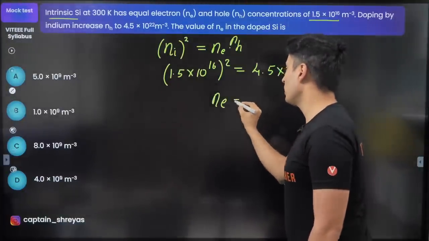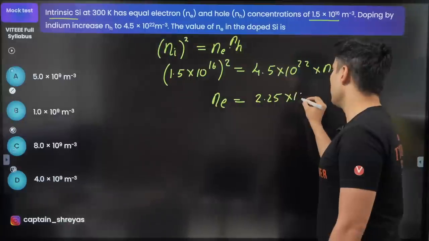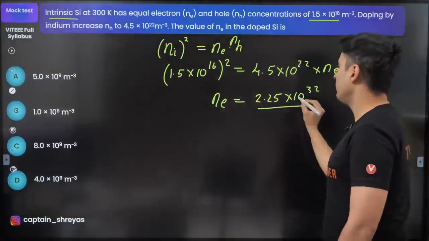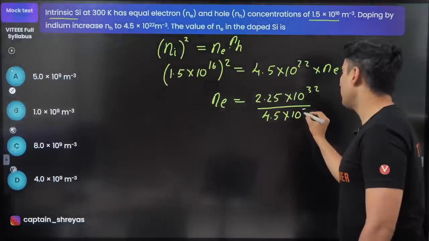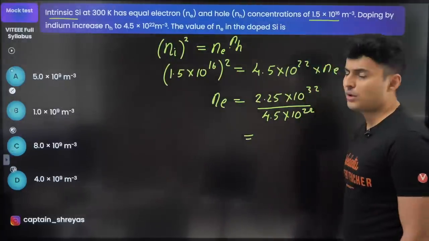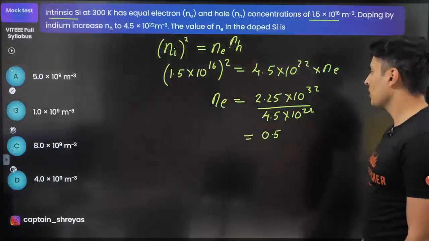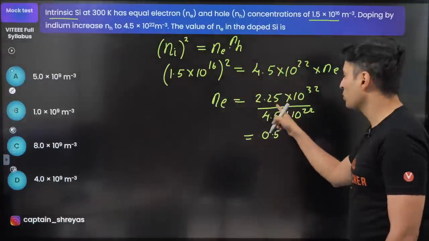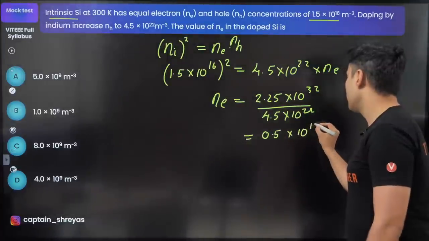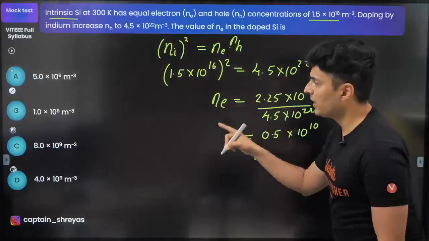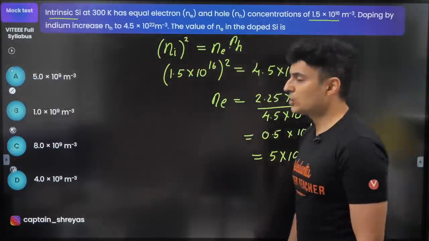So the electron concentration will be 1.5 squared, which is nothing but 2.25 into 10 to the power 32. Bring this 4.5 below over here, which is nothing but 4.5 into 10 to the power 22. Now this will go how many times, guys? This will go 0.5 times, because 2.25 is exactly half of 4.5. So 0.5 into 10 to the power 10, so it is 5 into 10 to the power 9, which is option A, of course.